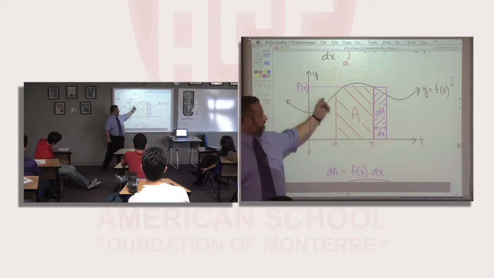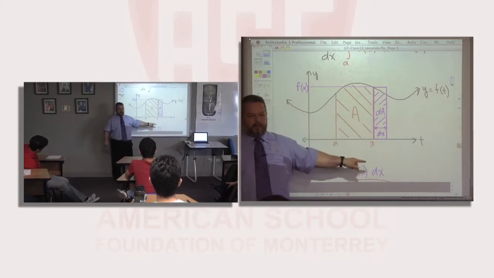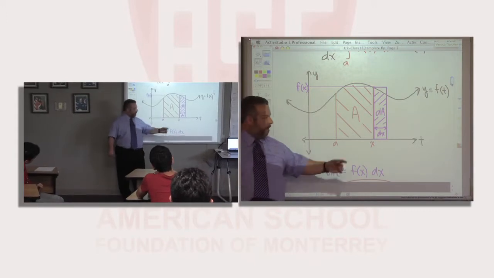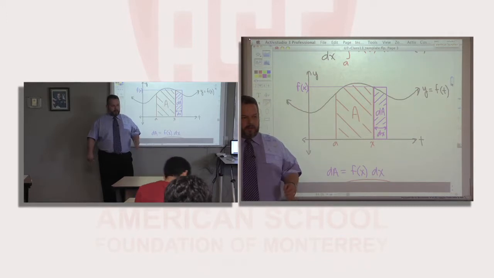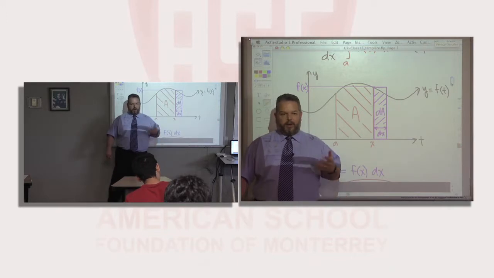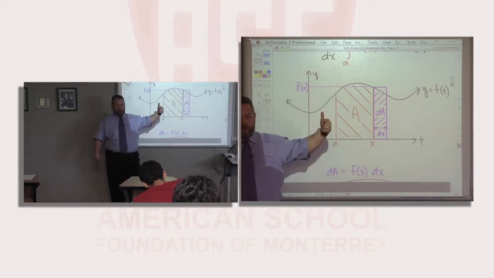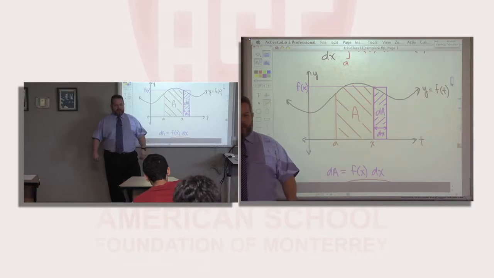In other words, if this is a height of 6, if I move 1 pixel to the right, I accumulate 6 square pixels of area. Yes? If I move 1 millimeter to the right, my area grows by approximately 6 square millimeters. If I move 1 centimeter to the right, my area grows by 6 square centimeters. If I move 1 meter to the right, really? What's happening here? It's starting to get pretty bad, isn't it?